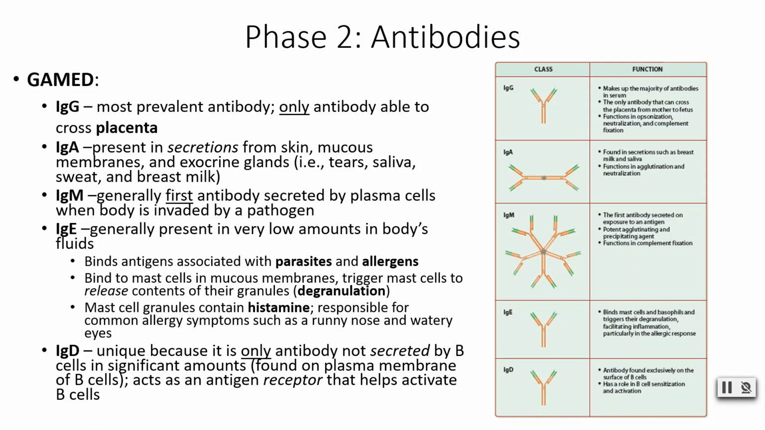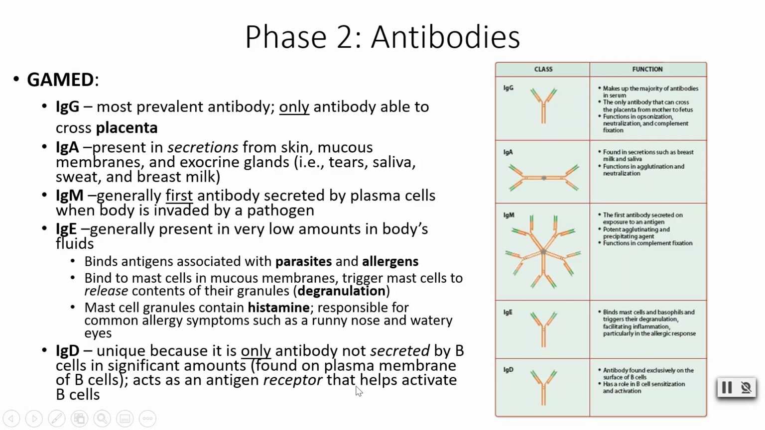Now, IgD is our last one. This one is pretty special because of where it's found. So you don't find this one just floating around in your blood all by itself. IgD is located on the surface of a plasma membrane on B cells. So these act as antigen receptors that help activate B cells.